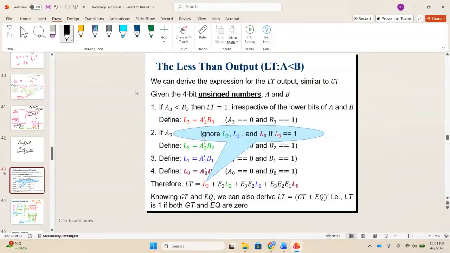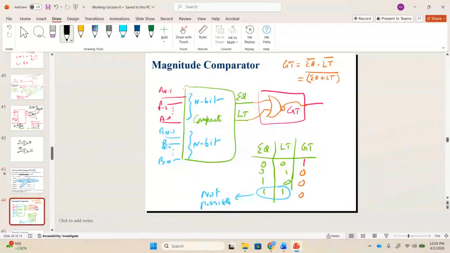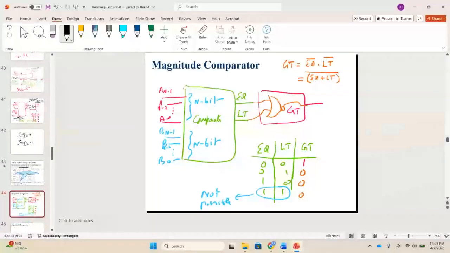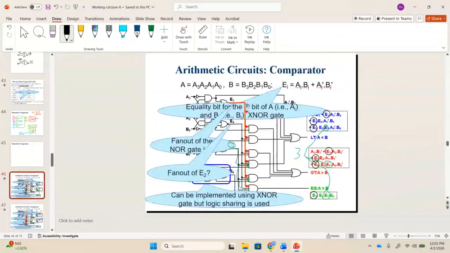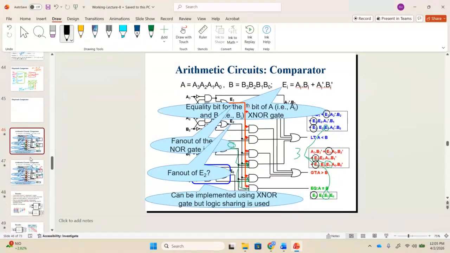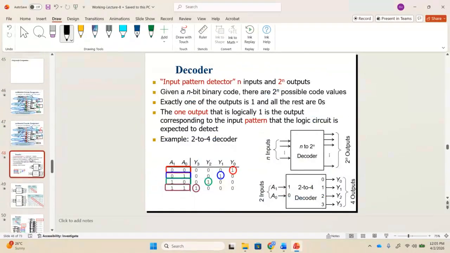So these are all the expressions for the less than output, LT, and these are all the arguments. We did the expression for this, and I have already explained all of these things. And now we have the comparator. We have explained all of the stuff.